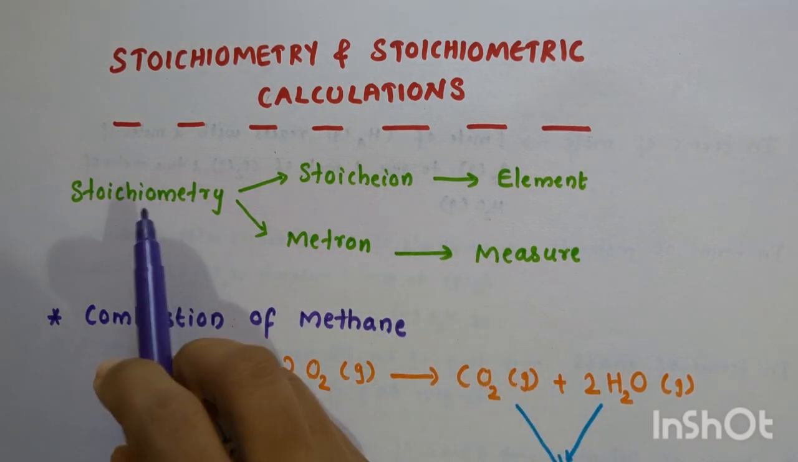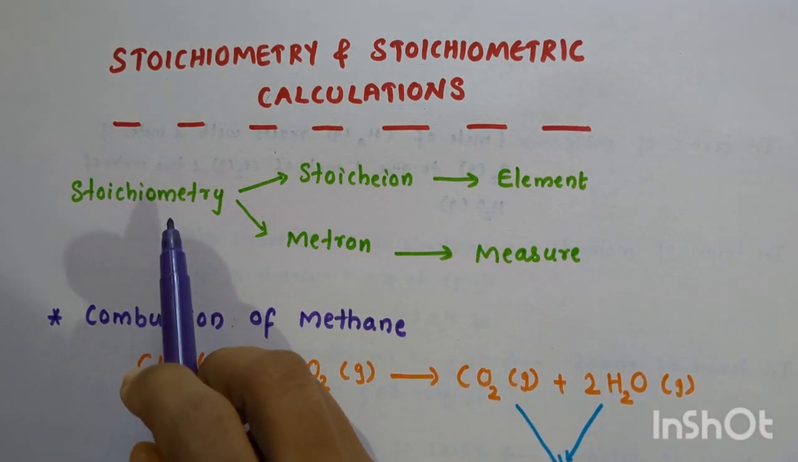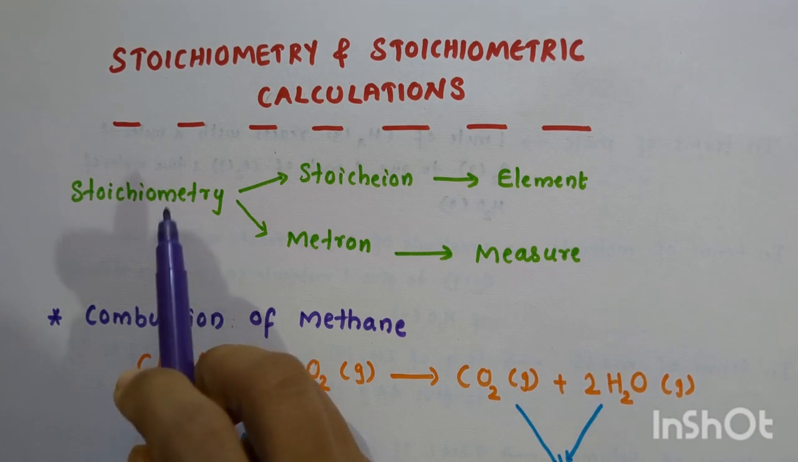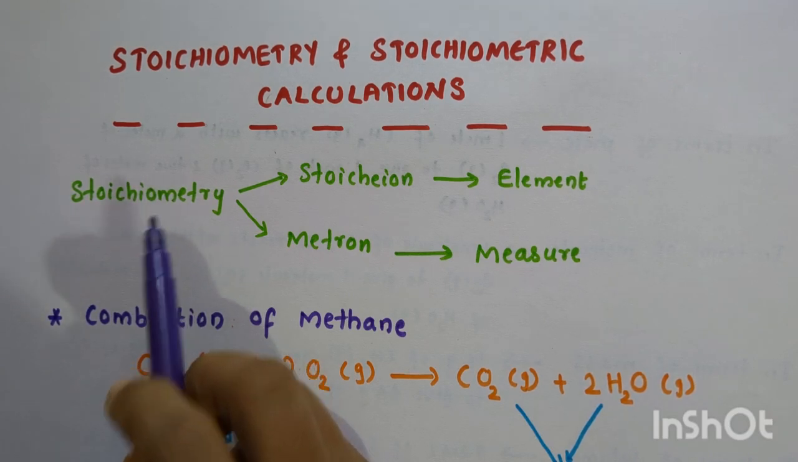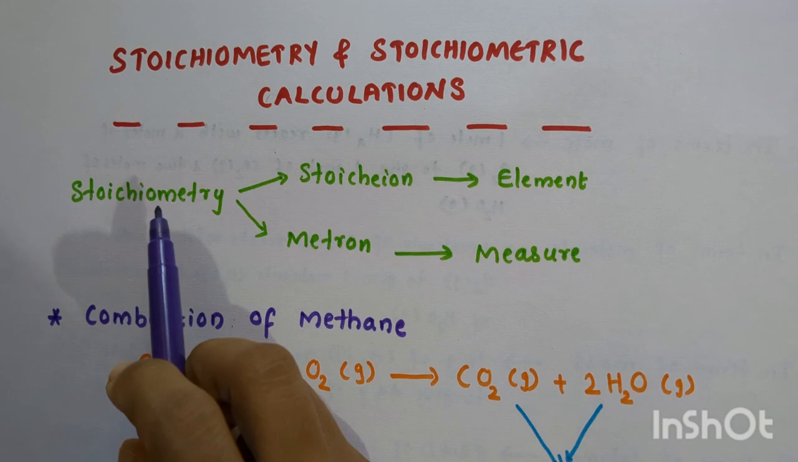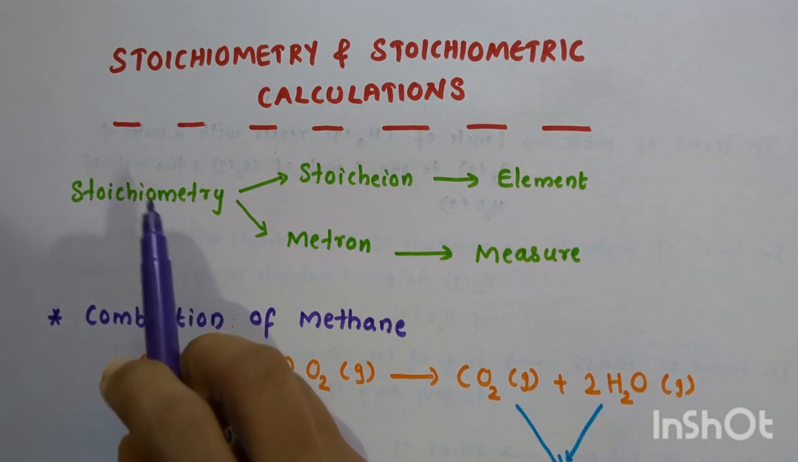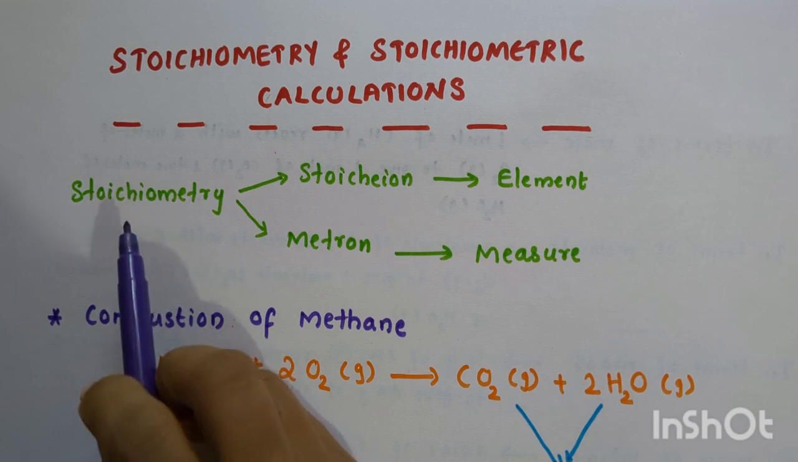So stoichiometry deals with the calculation of masses, sometimes volumes, of the reactants and the products involved in a chemical reaction. Stoichiometry deals with the amount of reactants and the amount of products in a chemical reaction.